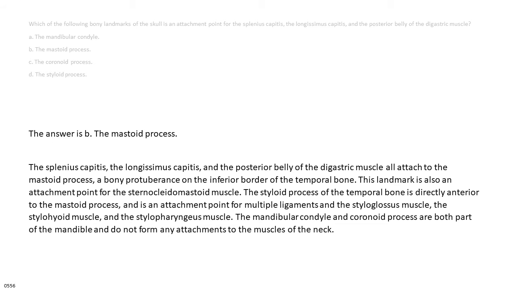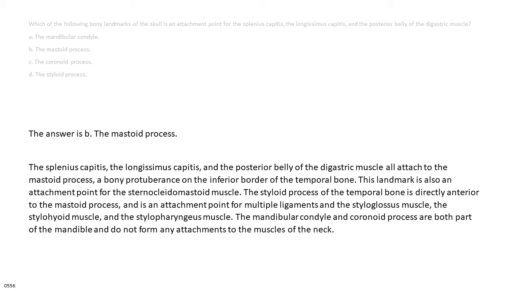The answer is B. The mastoid process. The splenius capitis, the longissimus capitis, and the posterior belly of the digastric muscle all attach to the mastoid process, a bony protuberance on the inferior border of the temporal bone. This landmark is also an attachment point for the sternocleidomastoid muscle.